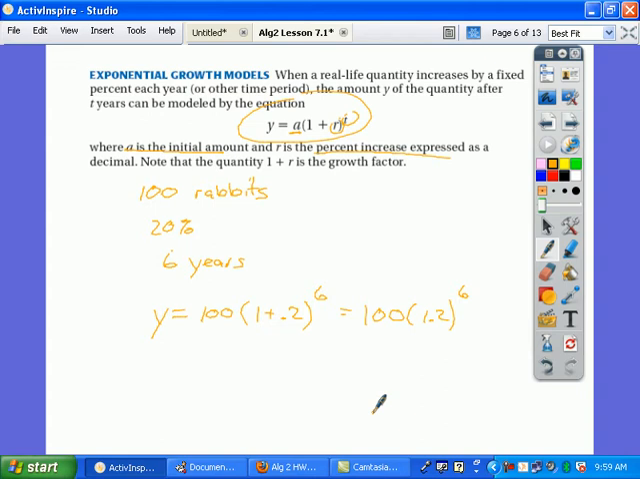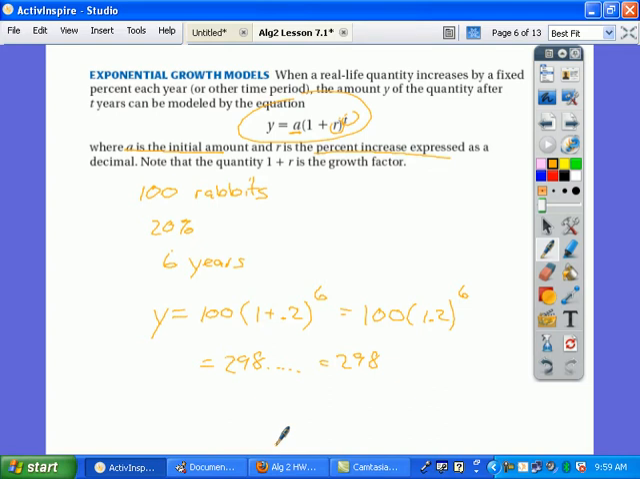Out of curiosity, I just totally made up this problem, but does someone have the value for me? Okay, so 298 with some decimals after it. But of course, we don't want to have a part of a rabbit. It gets messy, so we'll just say 298. Is that good? So 1.2 to the 6th power, and then times 100. Yeah, 298. Very good.